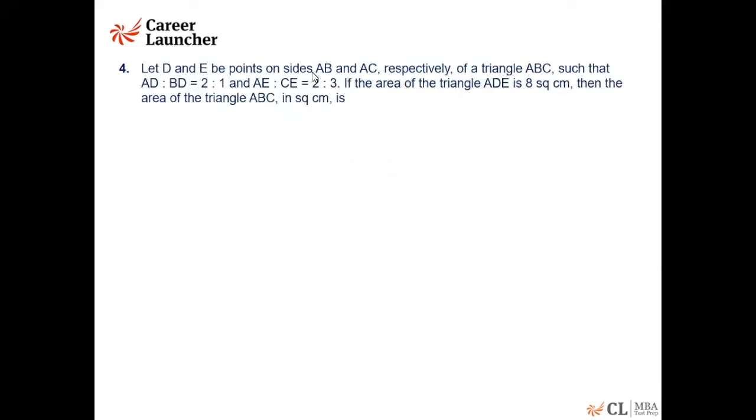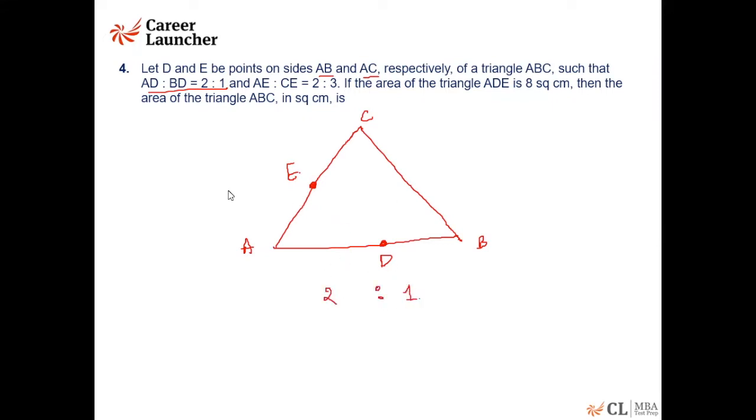Let D and E be points on sides AB and AC. Again, standard questions that you've come across, which were done in the class. So we have a point D and we have a point E. Now we know AD is to BD is 2:1, whereas AE is to EC is 2:3.